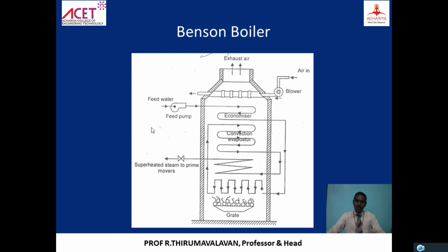So in the Lamont boiler we have two pumps, one feed pump and another circulating pump. But in the case of the Benson boiler we have only the feed water pump. The water is pumped from the pumping station to the economizer. From the economizer it comes to the convection heater, from the convection heater to the superheater, and from the superheater it goes to the turbine.